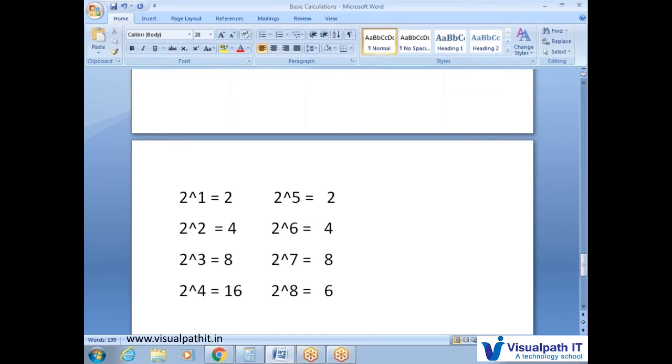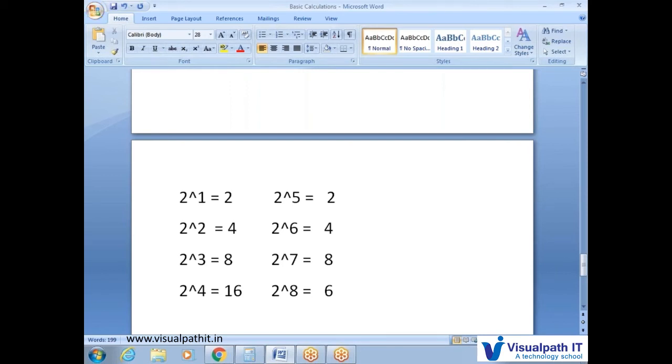First one is 2 power 1. You know the value of 2 power 1: 2, 2 square 4, 2 cube 8, 2 power 4 is 16. After that, 2 power 5. But how to write 2 power 5? Some persons do 2 square into 2 cube. You know 2 square is 4, 2 cube is 8, so 8 fours are 32. But my point is the first four values: 2 power 1 is 2, 2 square 4, 2 cube 8, 2 power 4 16. Clear?